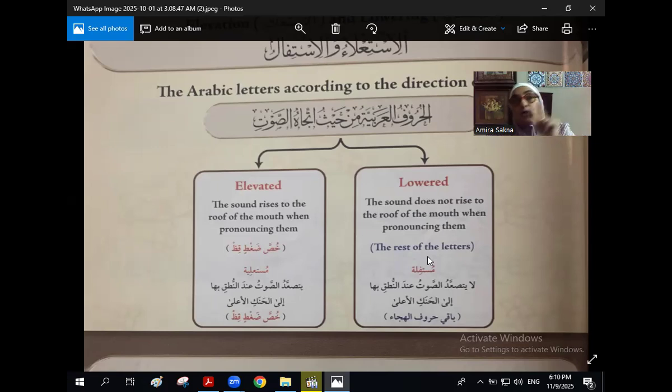You control the direction of the sound, by the way. You are the one who is controlling this. Everything explained in Tajweed, you are controlling. Otherwise, it would be impossible for you to deal with it, and Allah will never make anything difficult for people. And this is how the Arabs were pronouncing the Arabic letters.